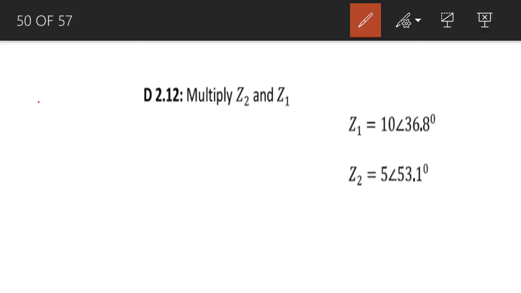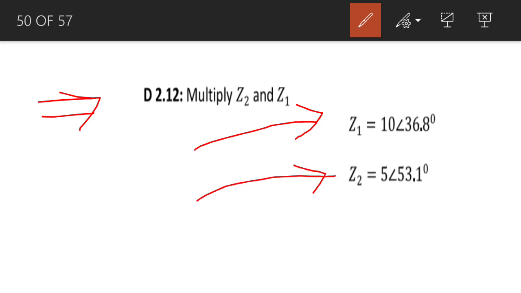Well, this is example number 2.12. Multiply Z2 and Z1. We have been given two phasors in polar form. We know that we can multiply phasors in rectangular form, but it will take a lot of time. The multiplication in rectangular form is a time-consuming process. The multiplication in polar form is very simple, especially if we have more than two phasors.